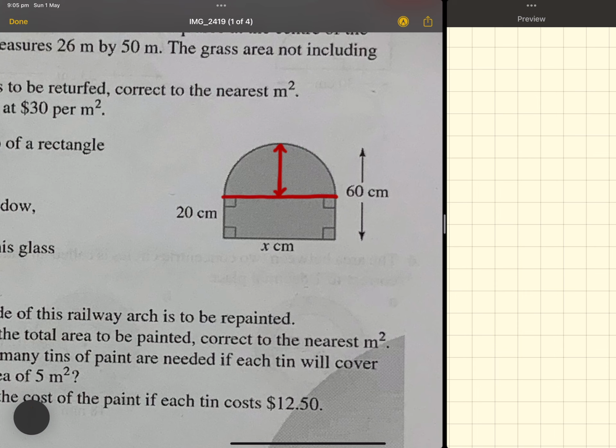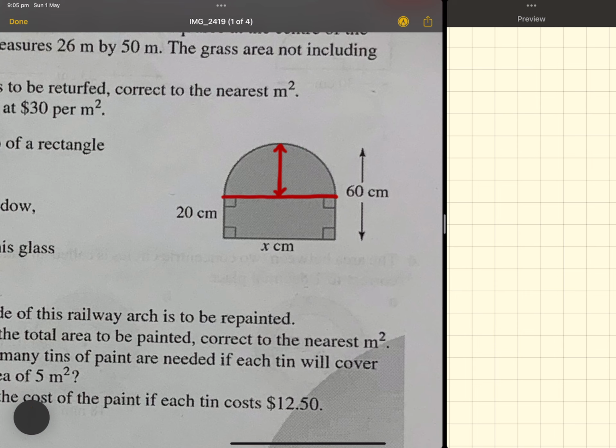So now let's add these two areas together. Okay, so 22.5 plus 36. You're going to get 58.5 meters squared. Okay, that's the area of the entire shape. So if we find the area of that plus the area of that, we get 58.5.